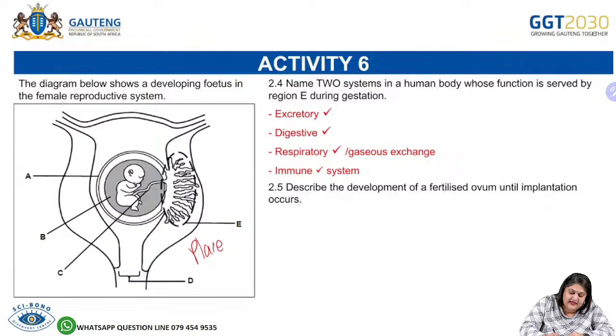As I said earlier, it is the placenta. So it's going to take part as an excretory function, a digestive function, a respiratory function, and an immune function. Okay, the placenta does all of these things. It's a miraculous organ.